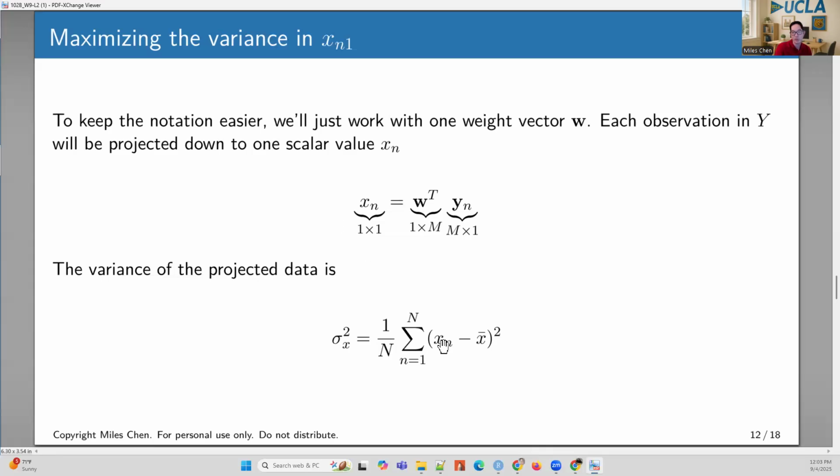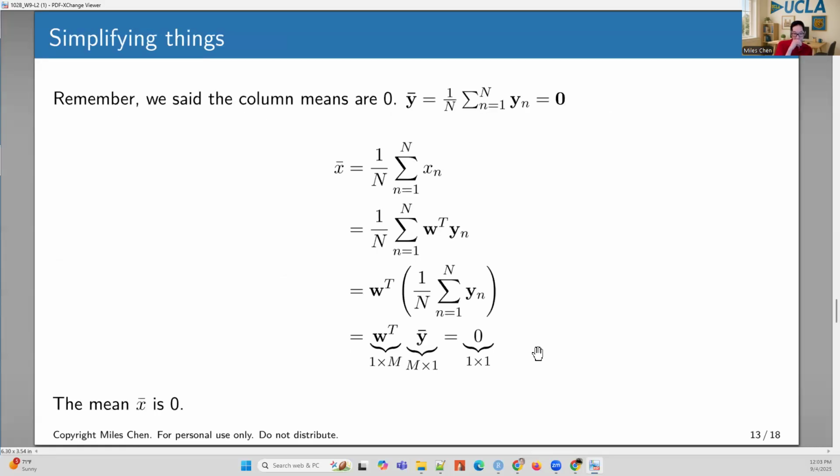We're going to use the definition of the variance, which is x minus x bar, the average square distance, so x minus x bar squared, 1 over n. This is if we treat this as a population, without Bessel's correction of n minus 1. And we're going to say, okay, well, let's try to maximize this.